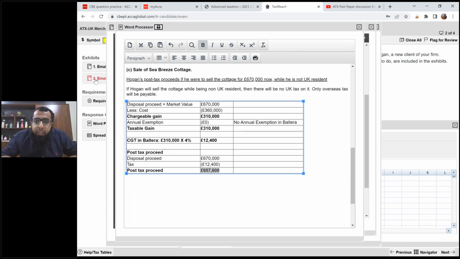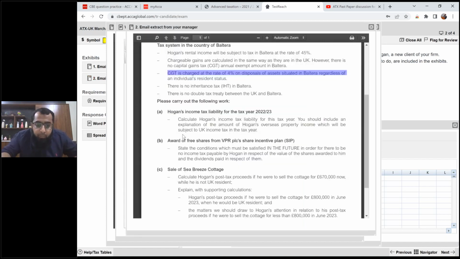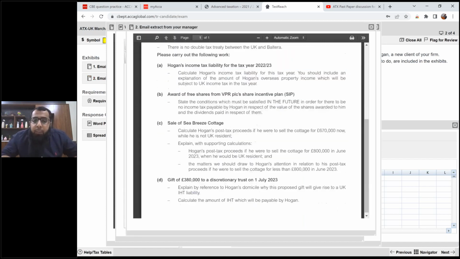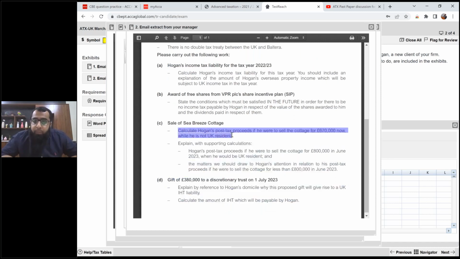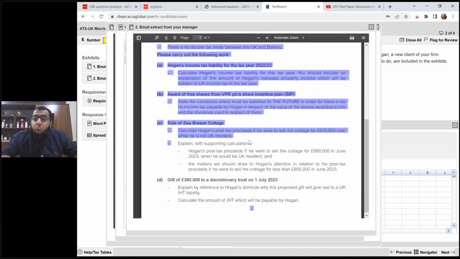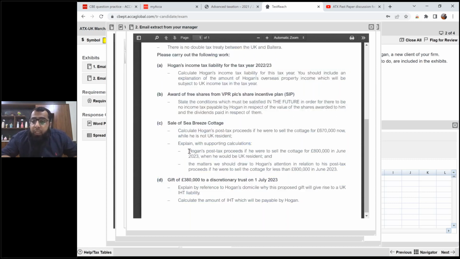Now, let's look at the question. What else is he asking? Calculate Hogan's post-tax proceeds if he were to sell the cottage now while he is non-UK resident. Then explain with supporting calculation Hogan's post-tax proceeds if he were to sell the cottage for £800,000 in June 2023 when he would be UK resident. What will be the implication if he sells the cottage in June 23?